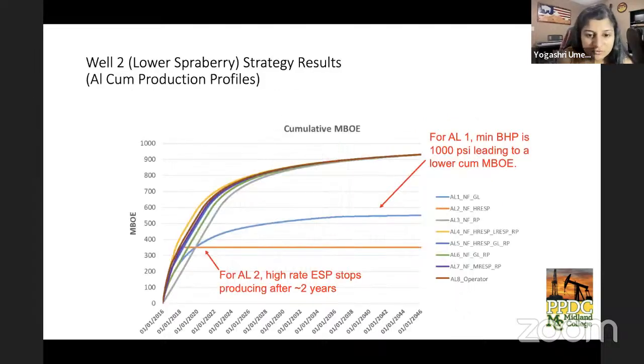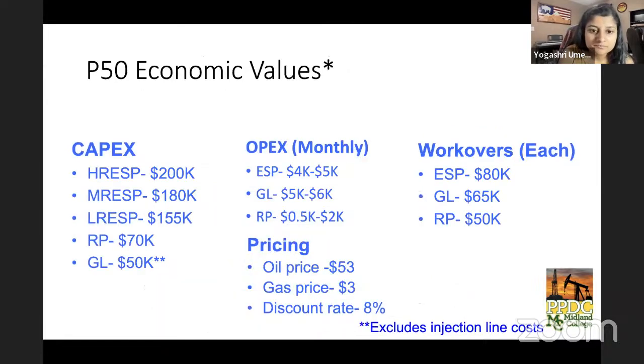So these are the ranges of cum curves, and you'll notice that from natural flow to gas lift, there was a lower cum, but every other case that had an ESP was relatively close to each other. These were the economic values that were used in the case. You can use your own economic values, and just take these economic values with a grain of salt because these were values from 2017.